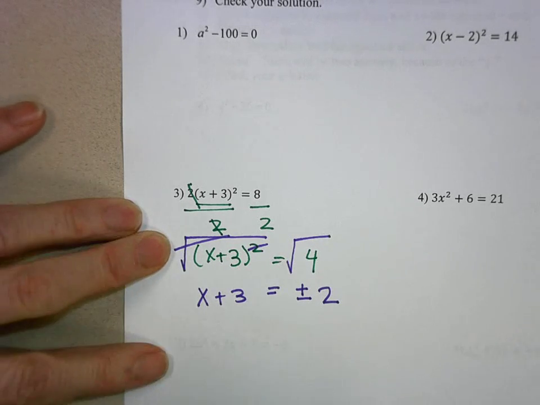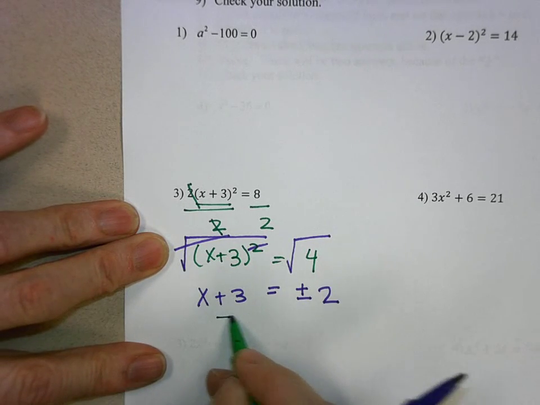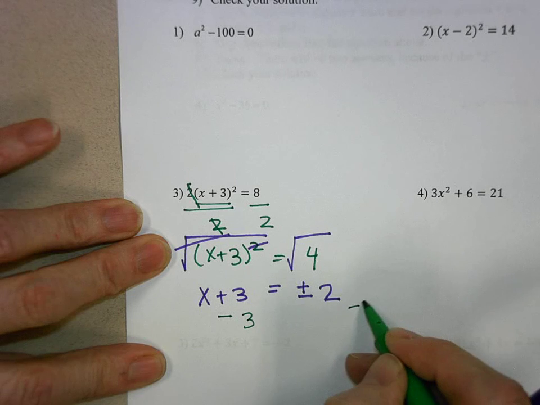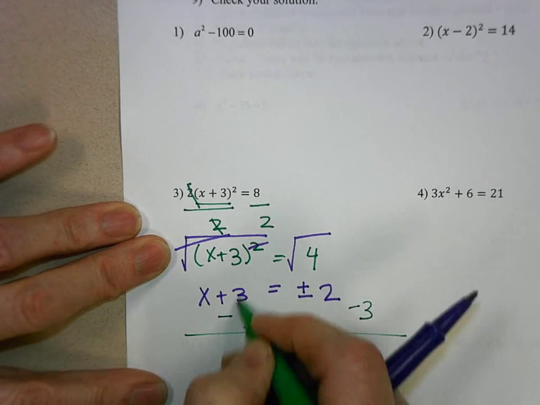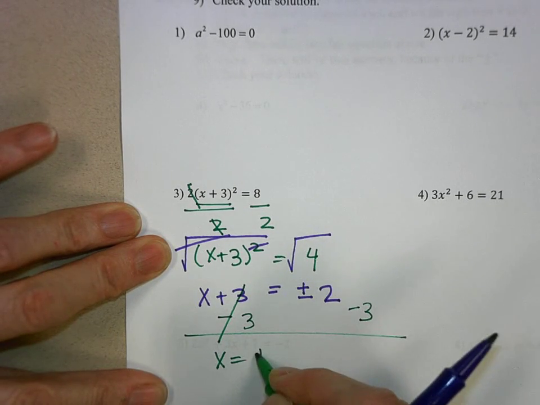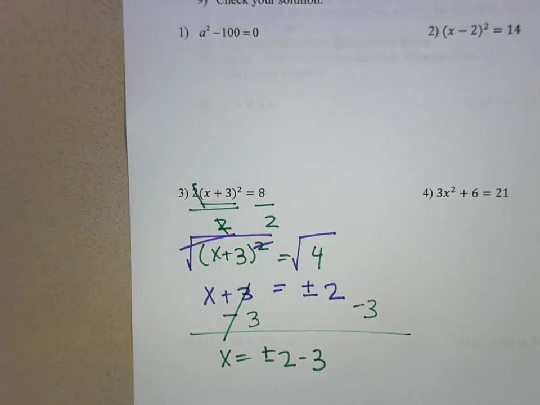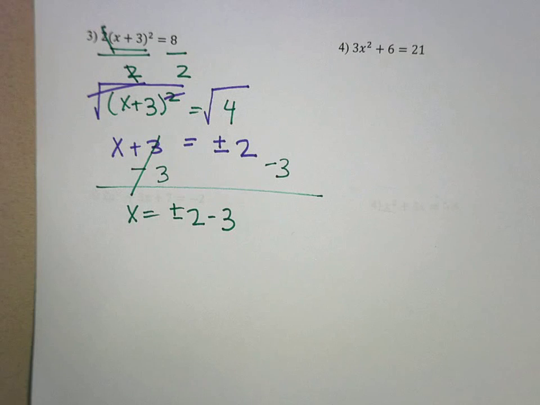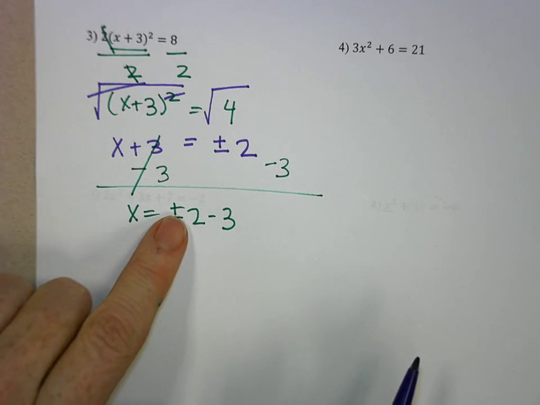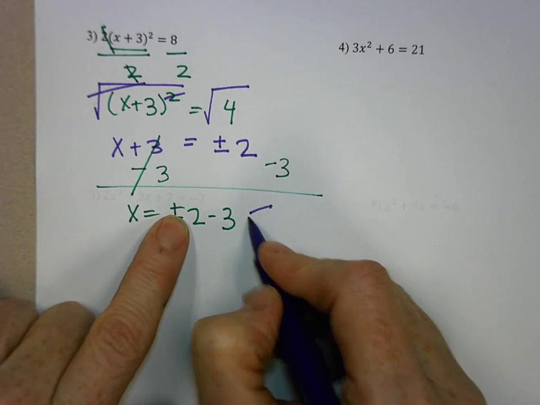But I'm not done because I have this plus 3. So I subtract 3 from both sides. And I get x equals positive or negative 2 minus 3. And I am not done. I do not want to leave this like this. So what I do is I cover up these one at a time, and I say, I'm going to have 2 answers because it's a quadratic.